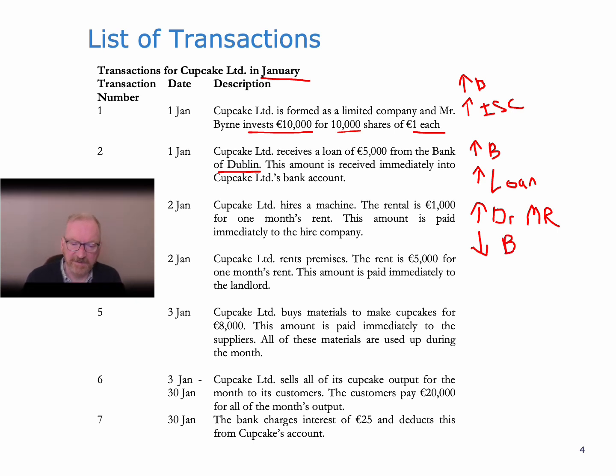Cupcake rents premises. The rent is 5,000 for 1 month's rent. This amount is paid immediately to the landlord. Well, this is exactly the same as the previous one, except we're going to be increasing premises rent rather than increasing machine rent. And Cupcake buys materials to make cupcakes for 8,000. This amount is paid immediately to the suppliers.